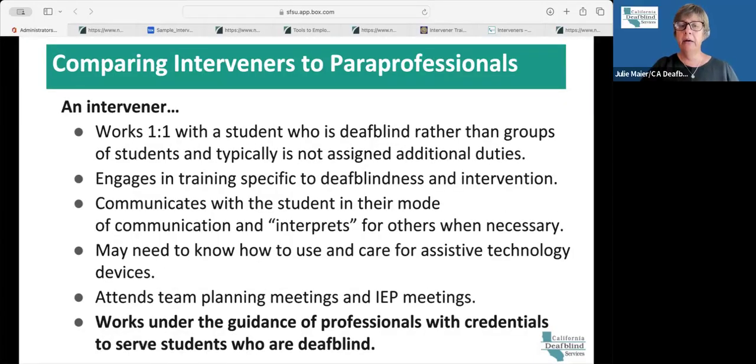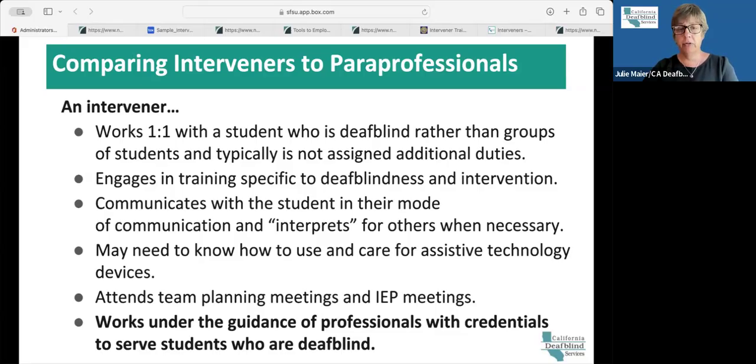Now, comparing an intervener to a paraprofessional, it is different. And these are some of the main differences. And the definition sheet, the resource I showed earlier, also highlights this. First, an intervener is assigned one-on-one to that student who's deafblind. So you won't be expecting them to work with a whole group of students or being assigned other duties, because then they're not able to always be attentive and provide the access on an ongoing basis.